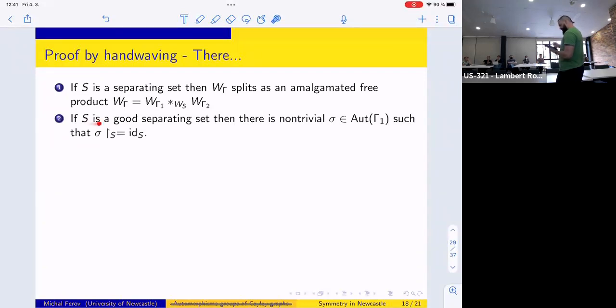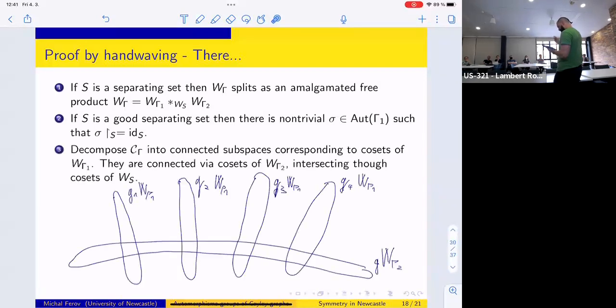Also, if it's a good separating set, I can make some non-trivial automorphism on one part of the defining graph that does not move the rest. So now the idea is that I take the Cayley graph and slice it up according to the cosets corresponding to the first group, the first factor. These guys.